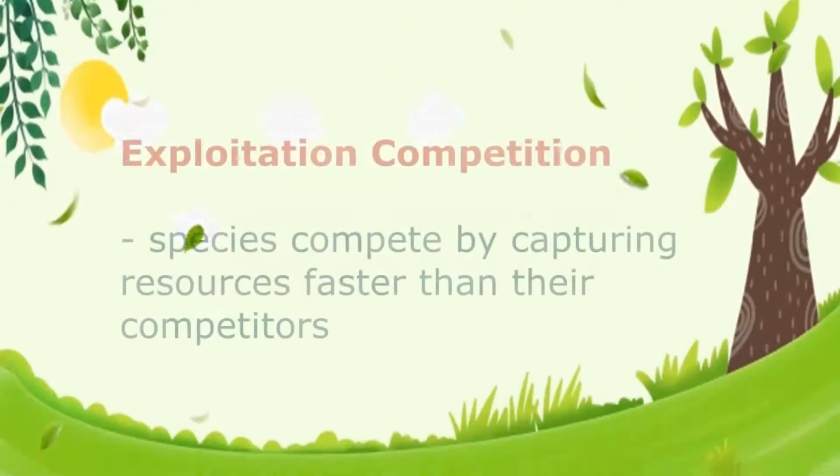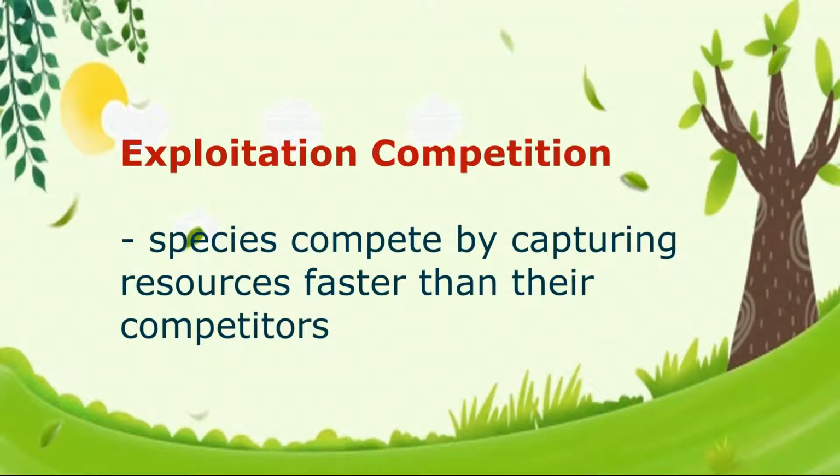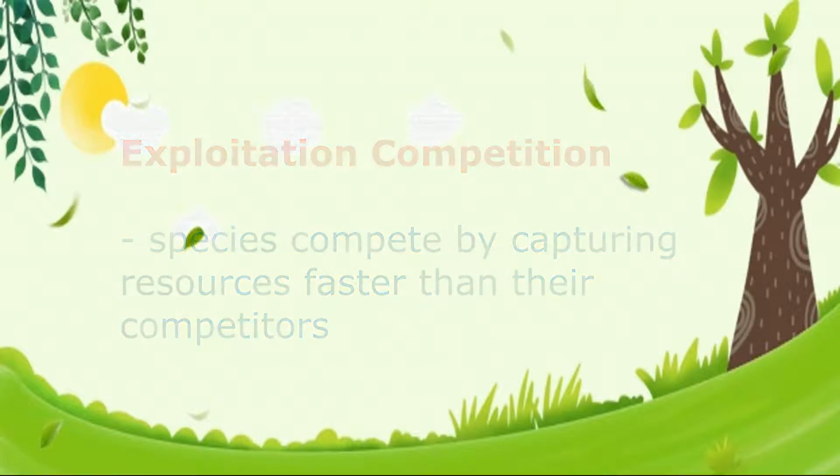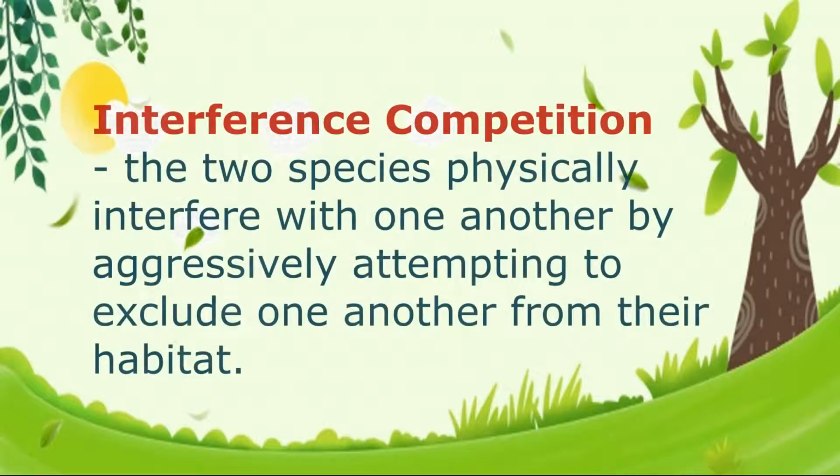In some cases, species compete by capturing resources faster than their competitors. It is called exploitation competition. In other cases, the two species physically interfere with one another. It is called interference competition, by aggressively attempting to exclude one another from their habitat.